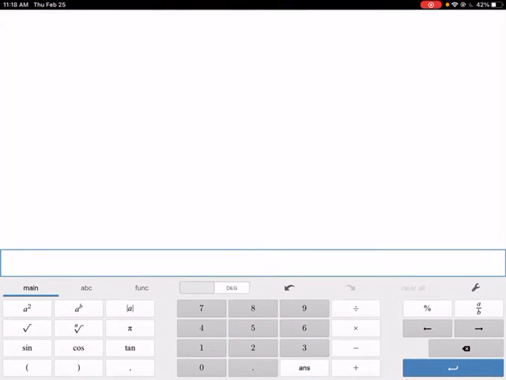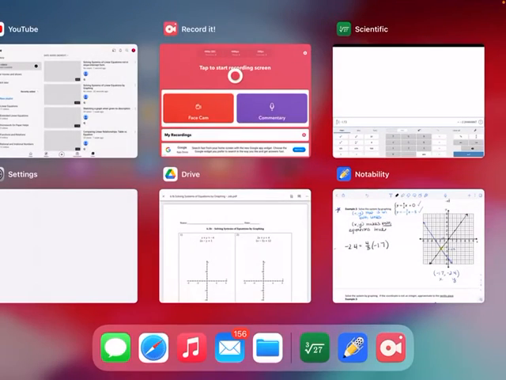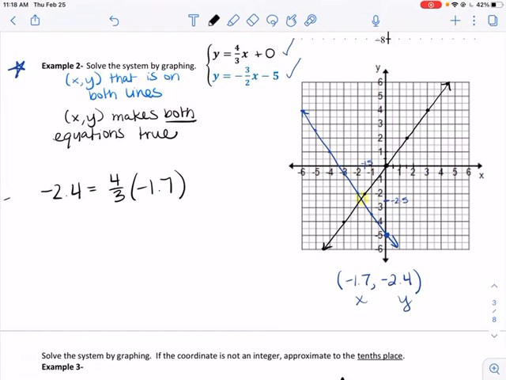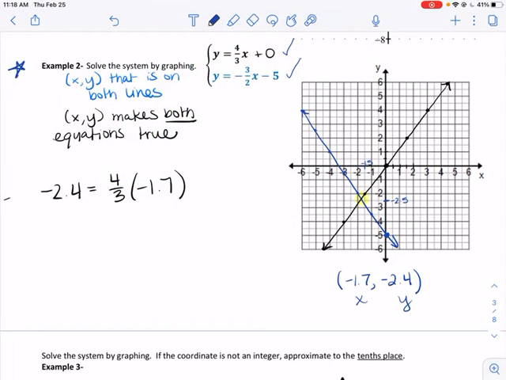So I put 4/3 times -1.7. And I get -2.26, which is pretty close. It's within 0.2. I'd say within 0.2 is probably a good bet. If you're much farther than that, then you might need to adjust your answer. Let's check the other one now. Remember, it does have to be approximate on both equations.